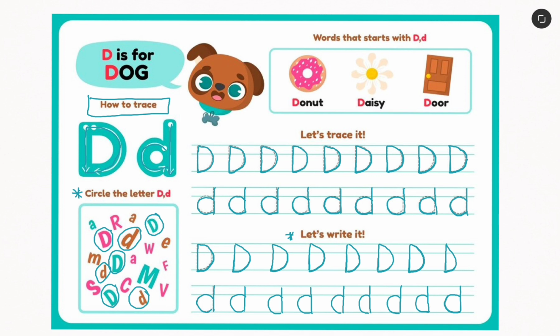Now you know how to trace the alphabet D and also write it yourself. Now I advise that you practice how to write the alphabets yourself over and over again so that you know how to do it without mommy or daddy helping you.